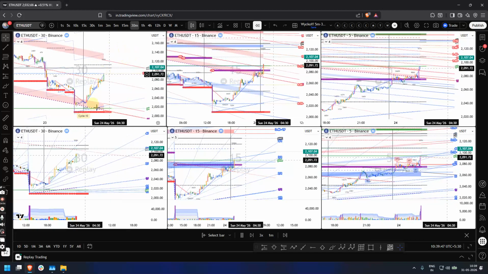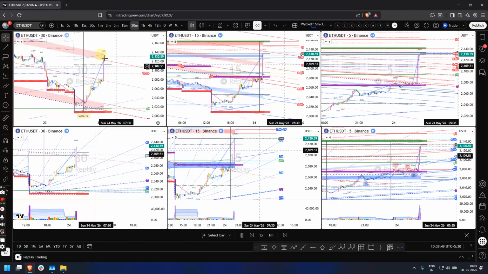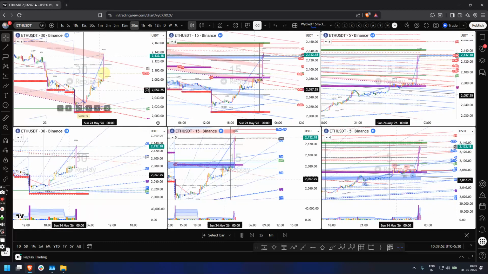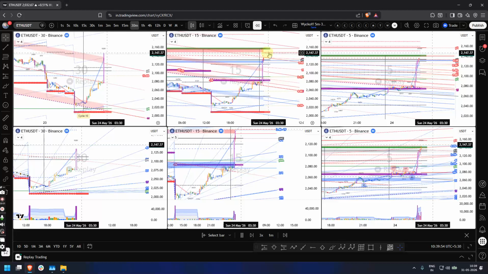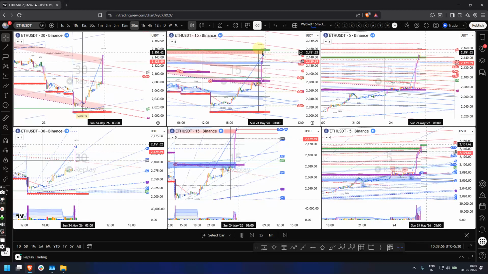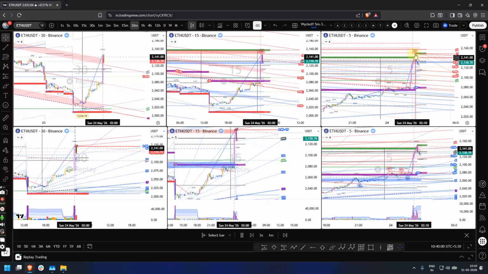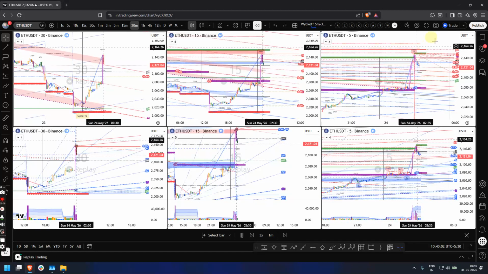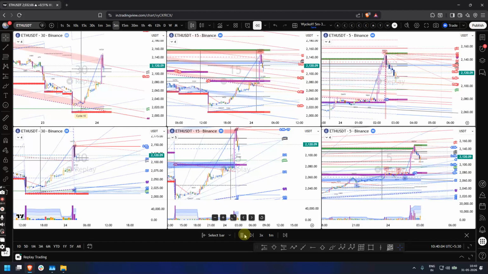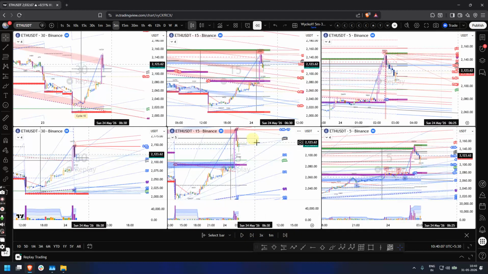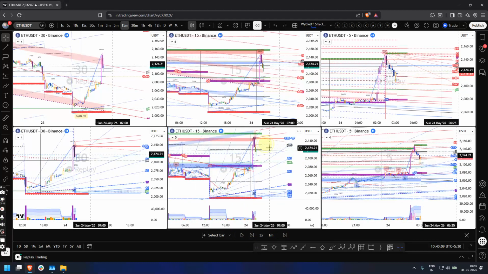So see, boom, it reached the target there, right? Gonna go till that point, I suppose. New high. Well, it did make a new high on the 5 minutes, not on the 15 minutes. So this is where we hit pause and analyze what's going on.